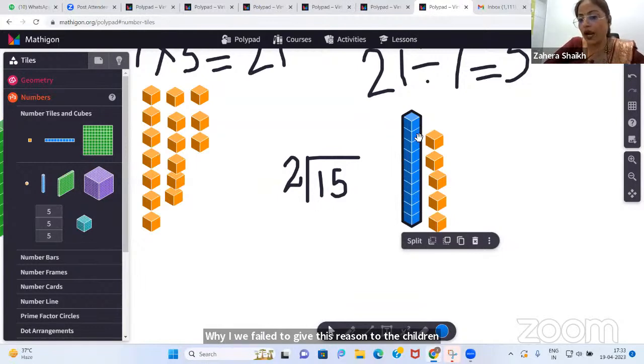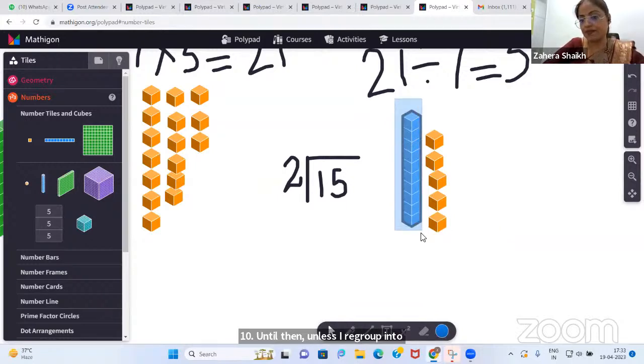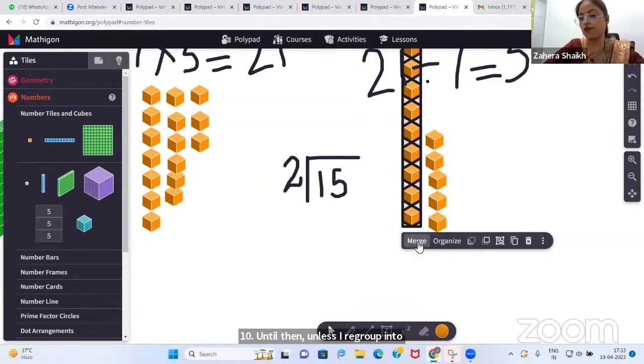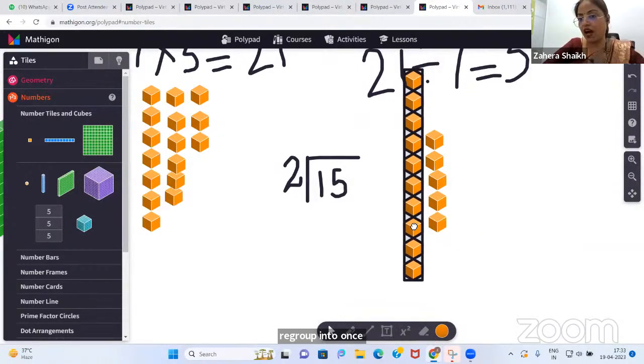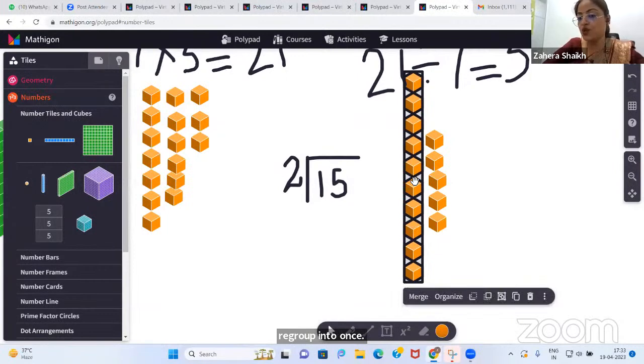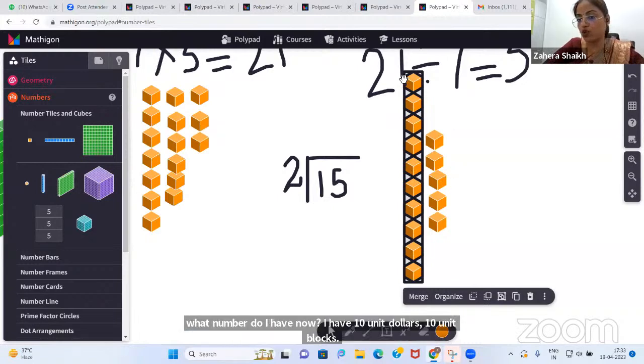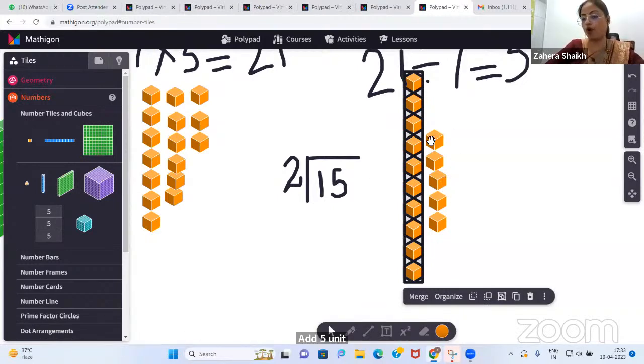Because if I have one tower in the tens place, I'm not able to divide this 10 tower until and unless I regroup into ones. See, if I regroup into ones, what number do I have now? I have 10 unit blocks and 5 unit blocks. Altogether, I have 15 unit blocks. This is how we consider 1 and 5. This is not 1 and 5, but 10 and 5 together, 15 ones.